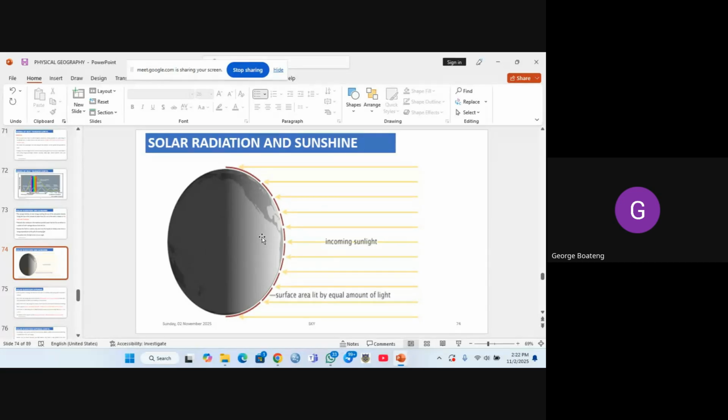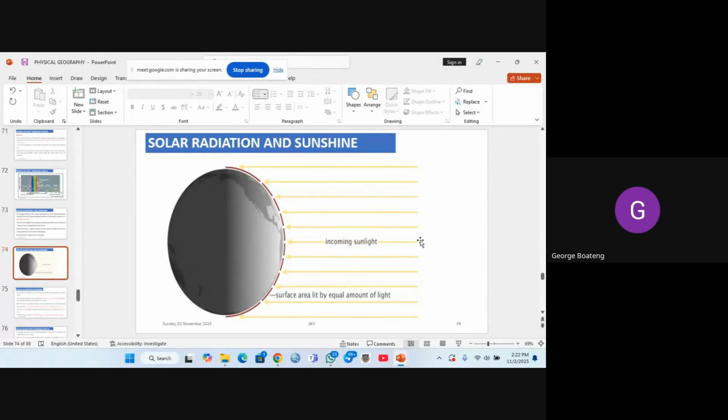Portions of the Earth receive different amounts of sunshine. Now, like I was saying, this is A. A and B, they all receive sunshine. Don't forget, there's absorption going on. There's scattering, reflection going on.